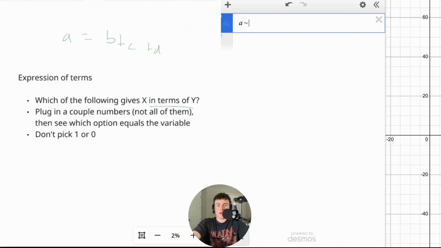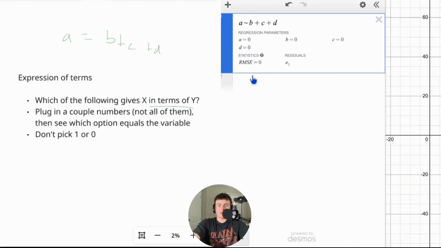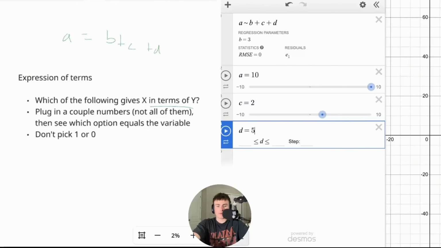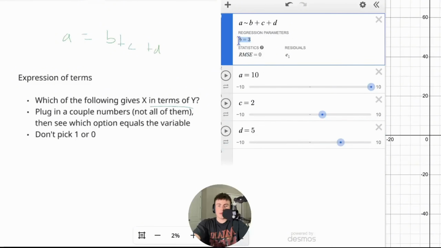But what you could do instead is just say A is 10, and then, I don't know, C is like 2, and D is like 5. And then that would tell you what B is. So if we want to express B in terms of the other ones, then you just plug in the options and see which one is equivalent to B. That's it. So you just pick random numbers. Doesn't really matter what you pick.